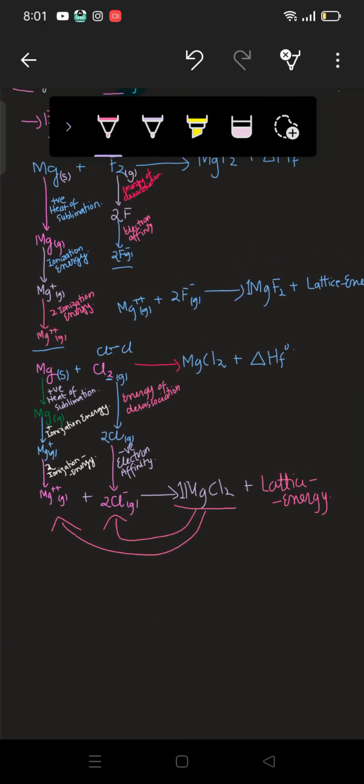So here we have covered another example of the Born-Haber cycle. We have seen the production of 1 mole of MgCl2, which is an ionic compound, along with that the lattice energy.